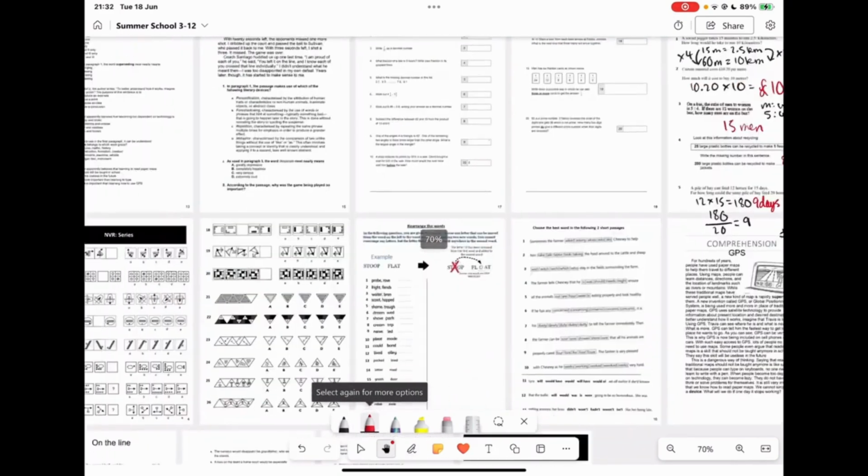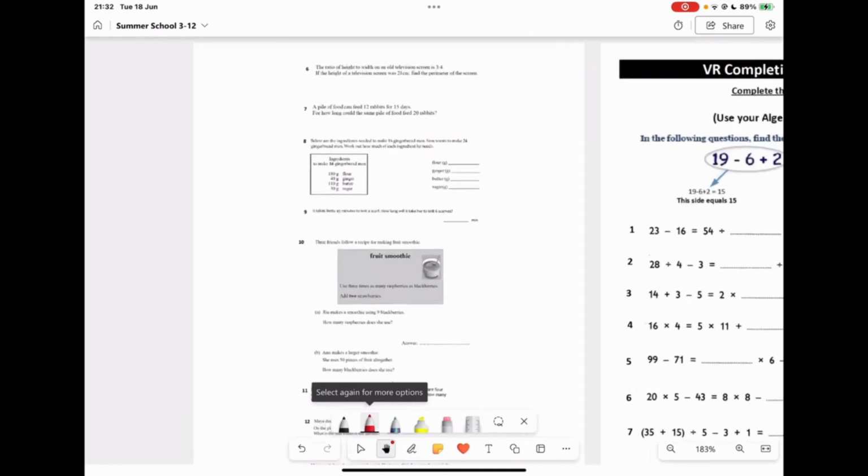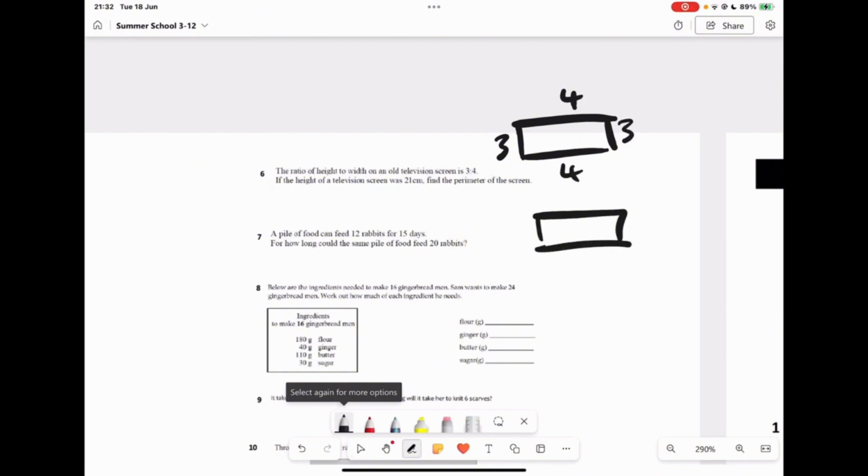Okay, now we move on to the next question, which, just bear with me, because they aren't in order. It's here. Question 6. The ratio of height to width of an old television is 3 by 4. If the height of a television screen was 21 centimeters, find the perimeter. So we can also draw this out to help us visualize. That's not quite 3 by 4, but we can imagine 3, 4, 4, 3. And then we also have the height being 21, so then we have to find the perimeter.